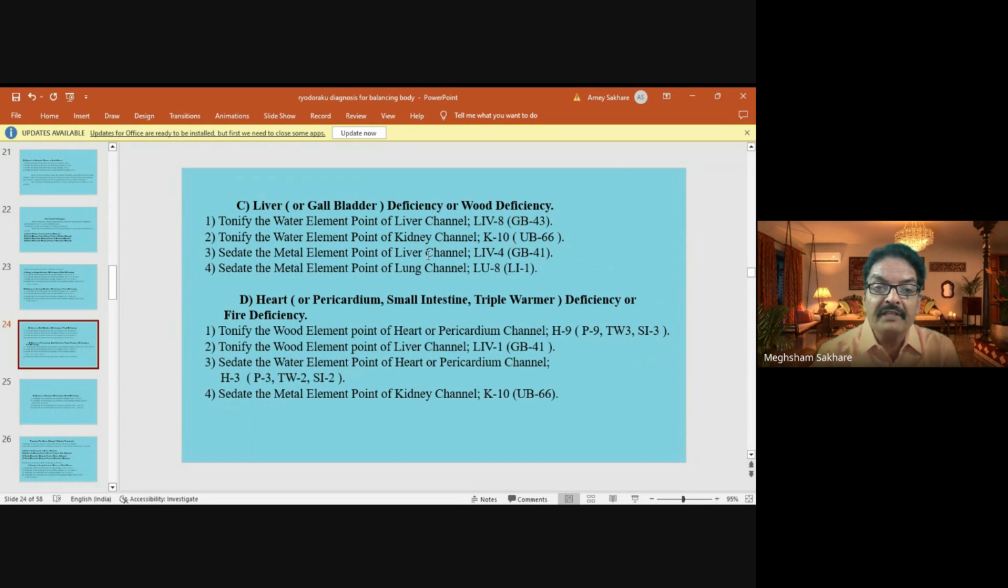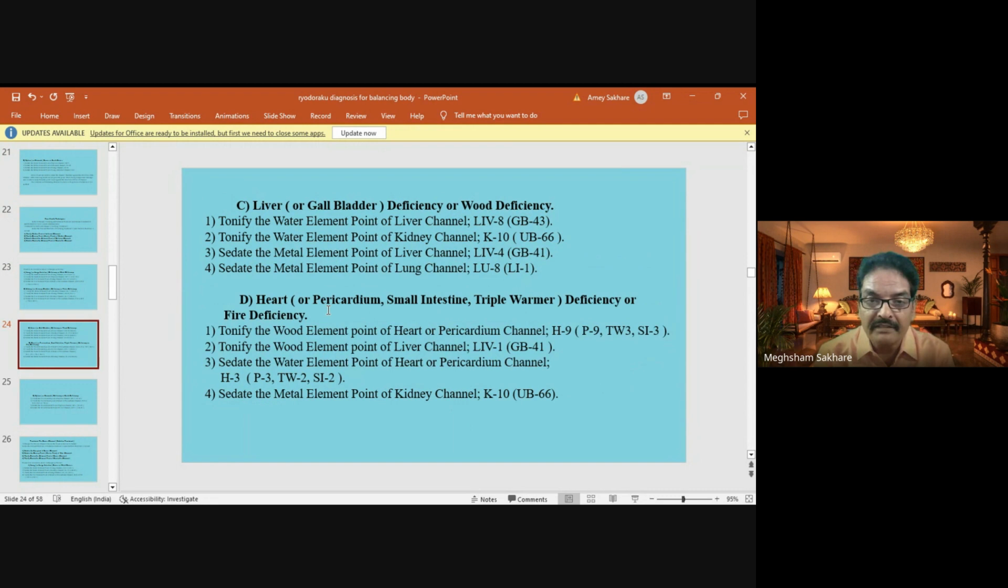Wood deficiency, then sedate metal, means it will not destroy the wood. Sedate the metal element point of the liver channel, liver 4 or GB41. Sedate the metal element point of the lung channel, lung 8 or LI1.